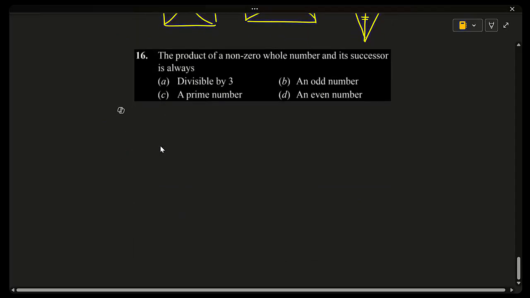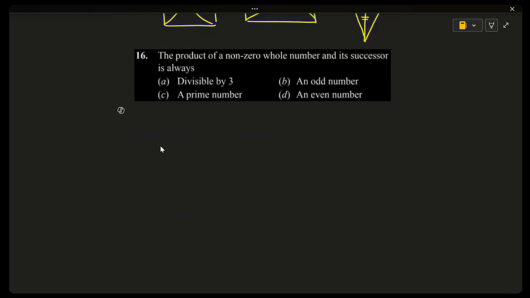16th one, the product of a non-zero whole number and its successor is always divisible by 3, an odd number, a prime number, an even number. So this said a non-zero whole number and its successor. So which whole number we are taking, we don't know. Let us call it x. And any number you take, its successor we will get by adding 1, and the product they are talking about.